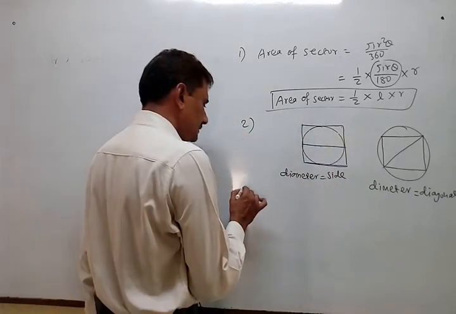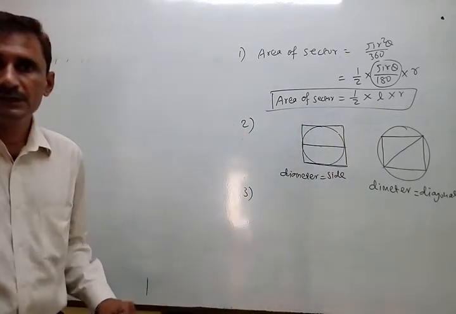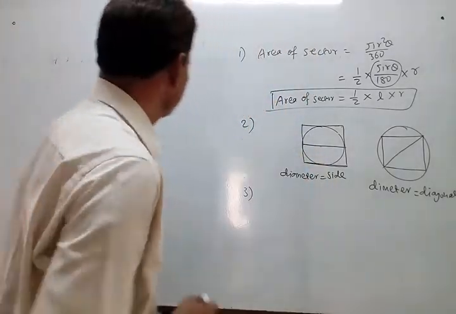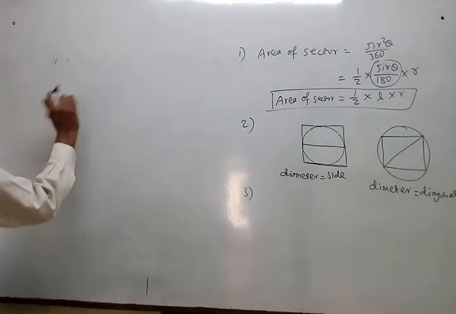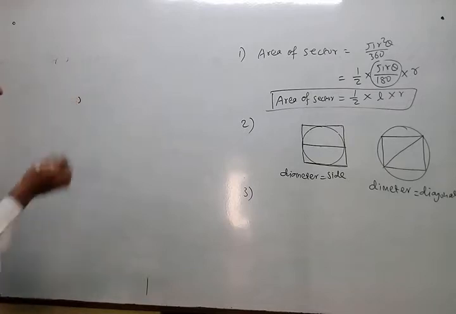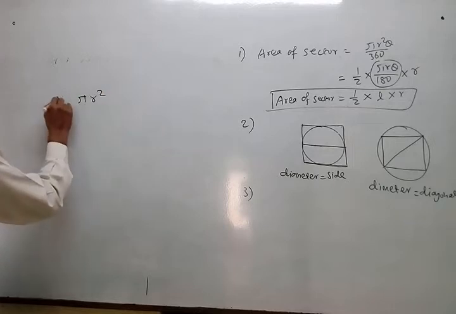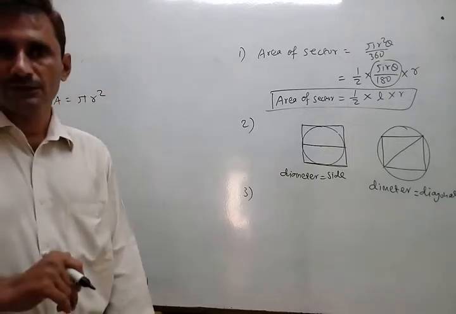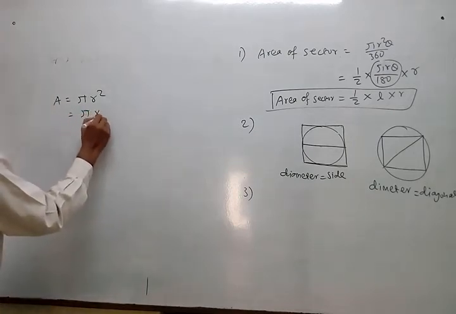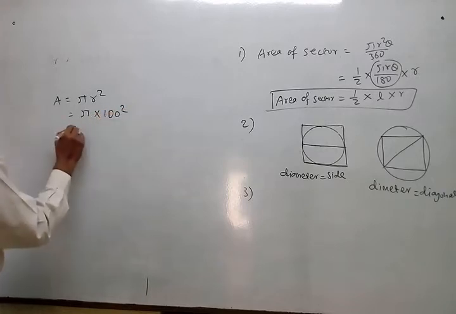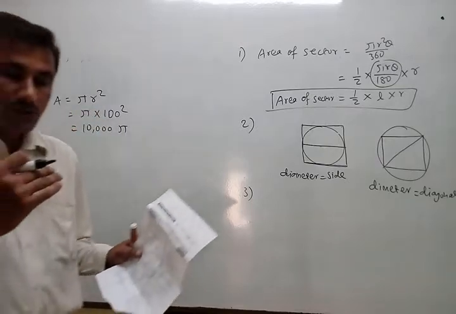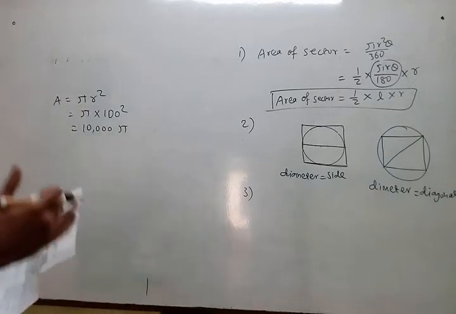Now suppose you increase the radius by 10%. I am giving you one example. I am talking about the circle only. Suppose the radius is first of all 100. So what happens? Area is pi into 100 square, so obviously it will be 10,000 pi. Pi remains pi only, because I want to know by what percentage the area increases.